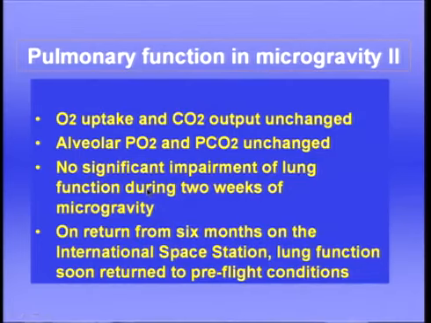And so I think one can say that relatively long-term exposure to microgravity is not going to affect the function of the lung during microgravity. Even more significant perhaps was that we were able to do some measurements on astronauts that had been on the International Space Station for up to 6 months. And we were able to show that when they returned to sea level, to normal gravity, lung function within a few days returned to its pre-flight conditions.